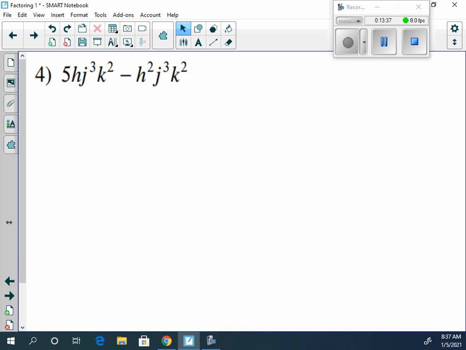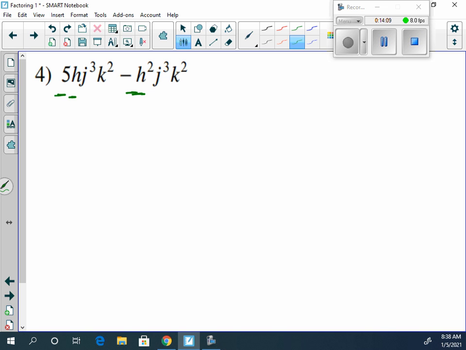All right, let's look at one more of these here. So we do have a lot of letters here. But let's look at the numbers first. Well, I have 5 and negative 1. Even though there's not a number written there, the minus h squared j cubed k squared, it's 1. So for greatest common factors, well, 5 and negative 1, there's not one there. Well, I have h and h squared, so I do have a common term with h.